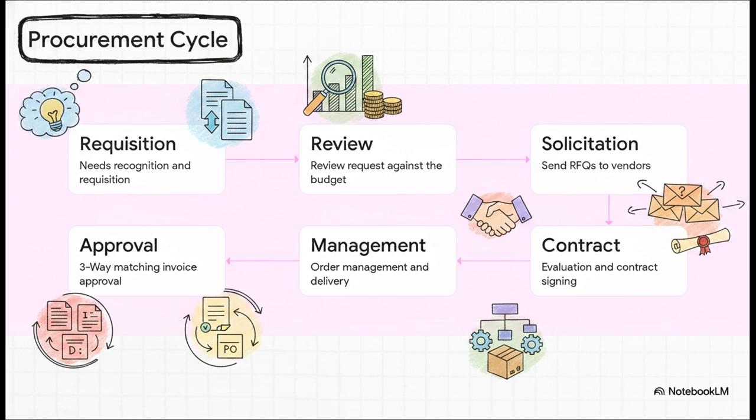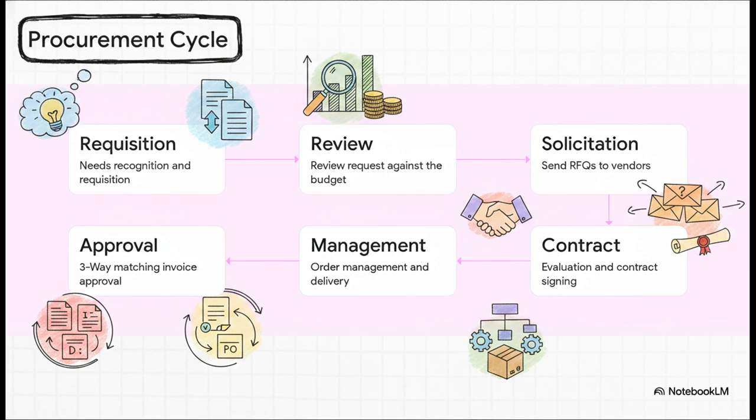It always kicks off with needs recognition and a purchase requisition. Then, that request undergoes a really thorough review against the budget. Next up is the solicitation process. This is where requests for quotation go out to vendors. After that, we hit evaluation and contract negotiation. Once the ink is dry on that, you move straight into order management. And finally, you have invoice approvals.